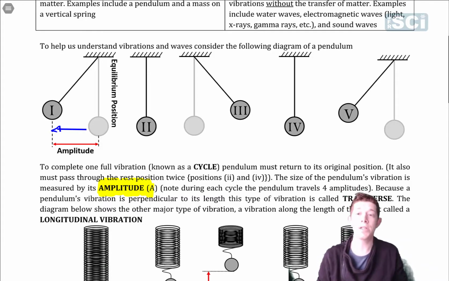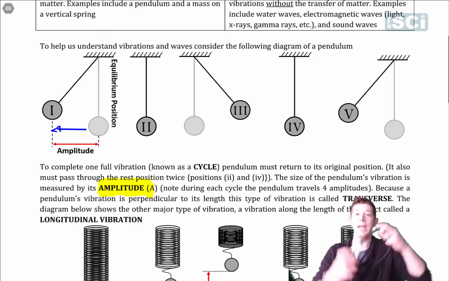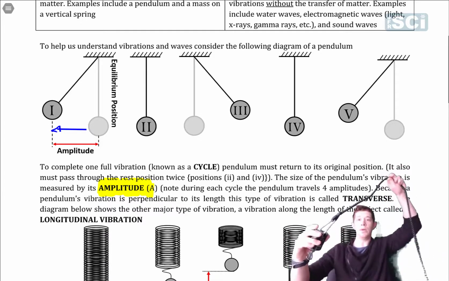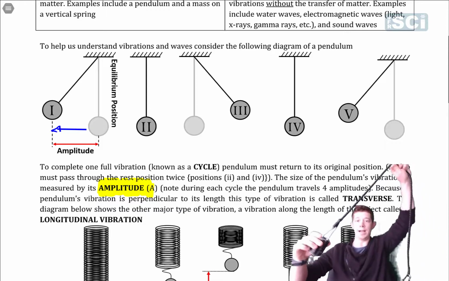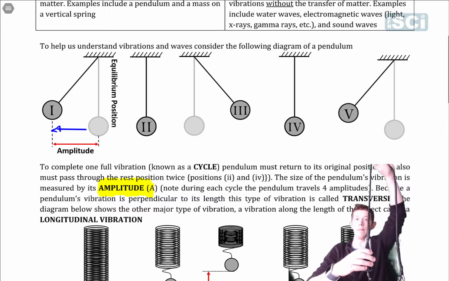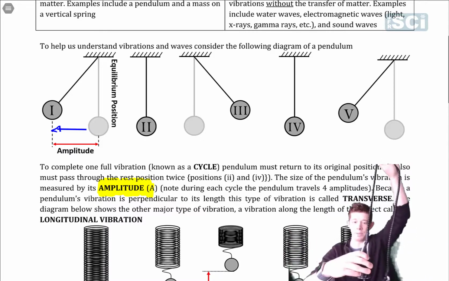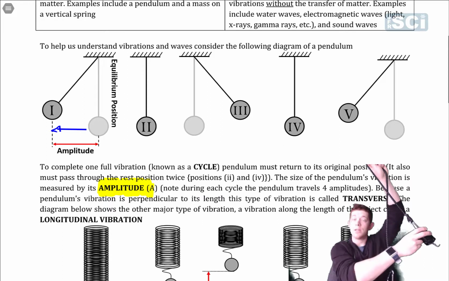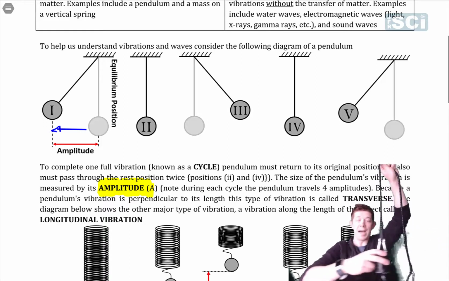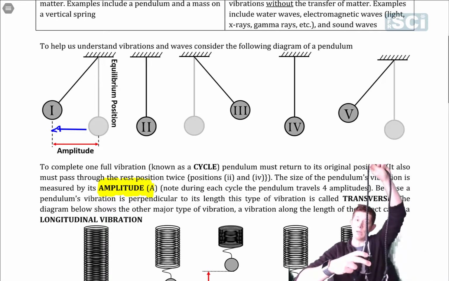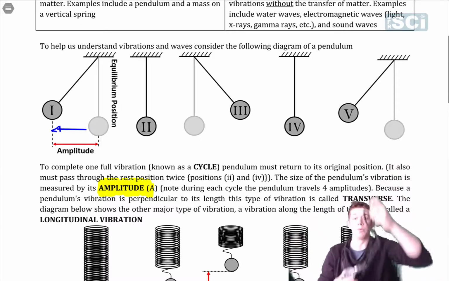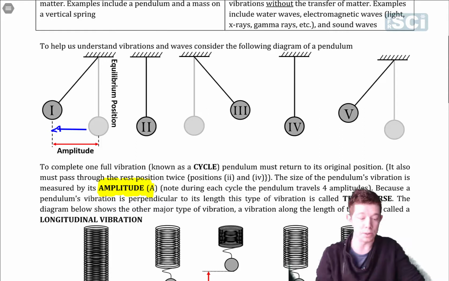Now, as the pendulum moves back and forth, it's going to travel 4 amplitudes. So let's trace them. Here we have the first one. There's one amplitude as it comes down to its equilibrium position. It travels off to the other side, again going through 1 full amplitude, so we're at 2 now. It comes back to its equilibrium position, there's 3 amplitudes, and back to its original position. So we've gone through 4 separate amplitudes.